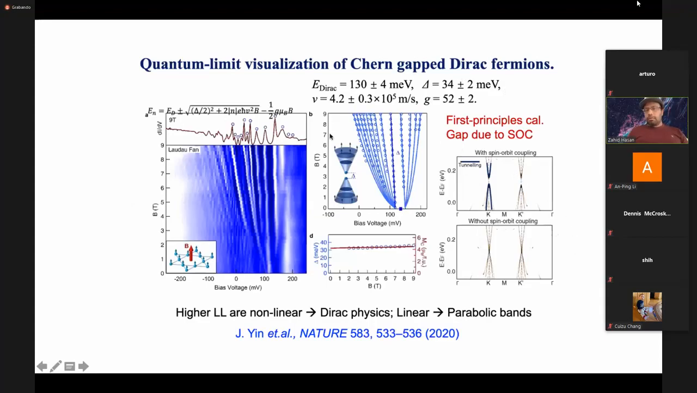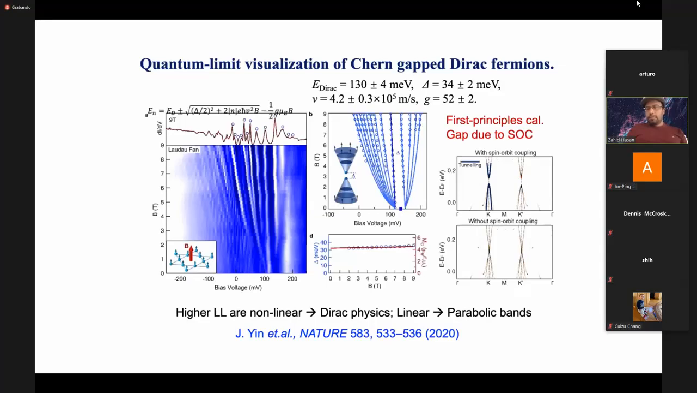Now, so far, based on this data set, I cannot tell whether it's graphene. Graphene also has nonlinear Landau fans, right? So it only tells you there is a massive Dirac fermion. That does not necessarily tell you it's a Chern insulator, right? So now we are left with the task of proving that this Dirac mass is a Chern gap. In other words, that it's topological.